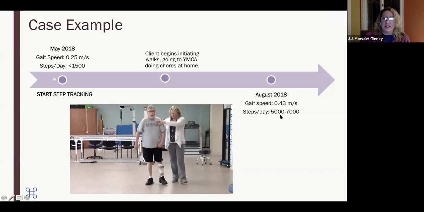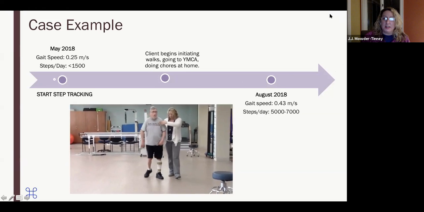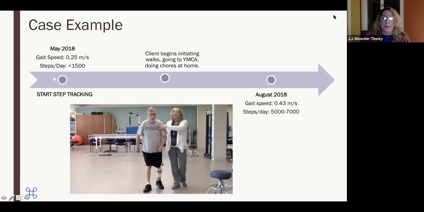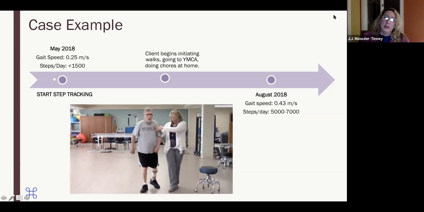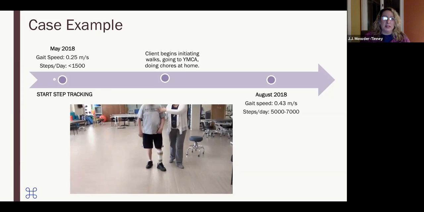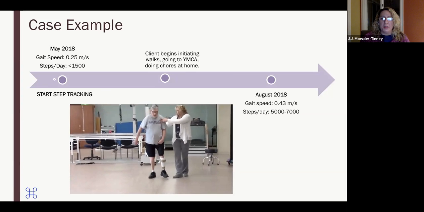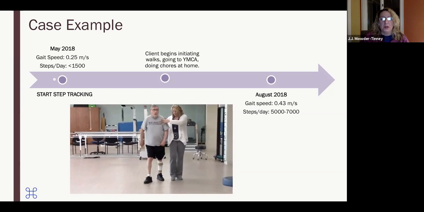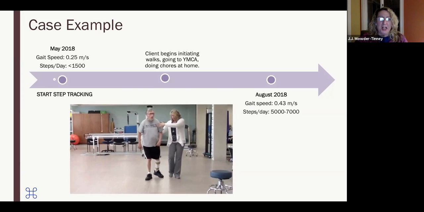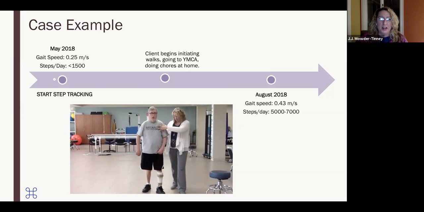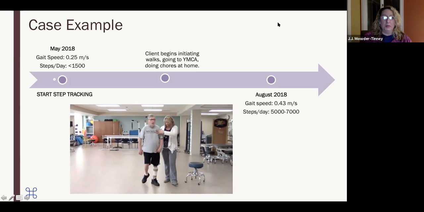And by August, he was up to, he not quite doubled, but for his chronicity, he did clinically significantly improve his walking speed, and his steps per day significantly improved. And so it was just really exciting. He got a lot of his stroke group people to join, and then he started going to the Y. So it was really exciting. We were all pretty happy about that.